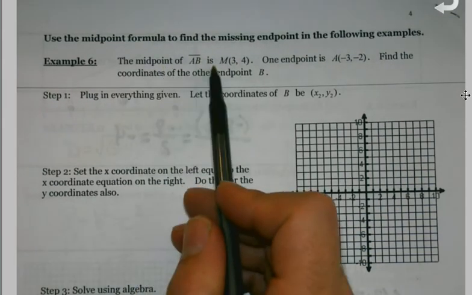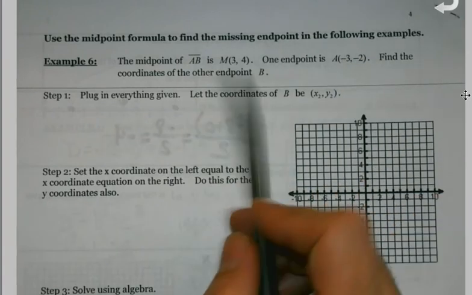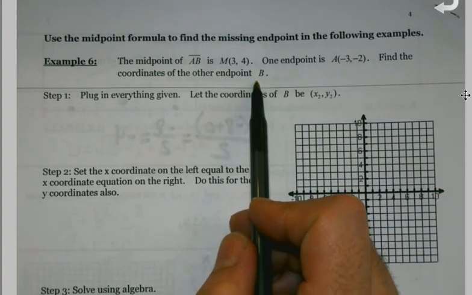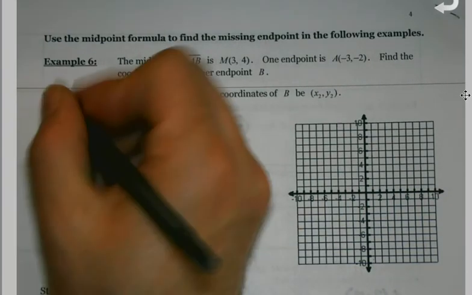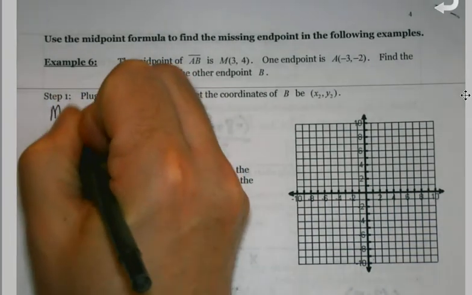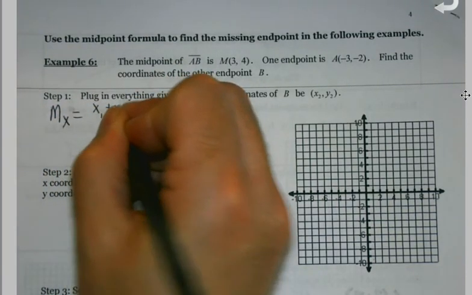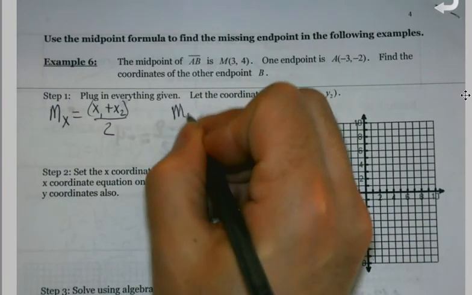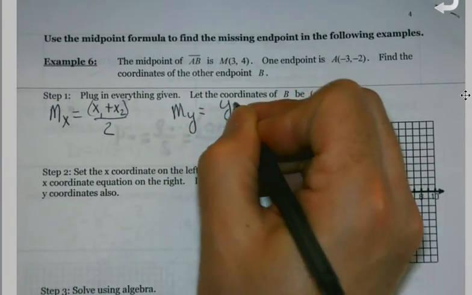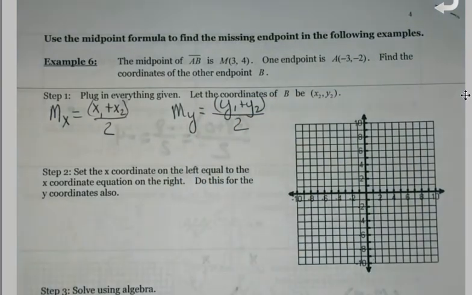The midpoint of AB is (3, 4). One endpoint is (-3, -2). Find the coordinates of the other endpoint. So here's how this is going to work. Normally, if I want to find the midpoint for my x value, I add up the x's and I divide by 2. When I want to find the midpoint for y, I add up the y values, and I divide by 2.